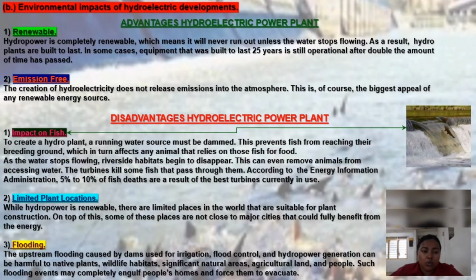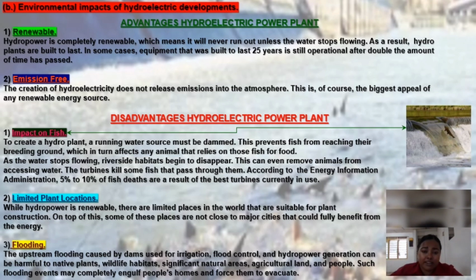Hi, I'm Giovanni. Now we are going to talk about question 2b, environmental impacts of hydroelectric developments. First are the advantages of hydroelectric power plants. Renewable: hydropower is completely renewable, which means it will never run out unless the water stops flowing. As a result, hydro plants are built to last. In some cases, equipment that was built to last 25 years is still operational after double the amount of time has passed. Second, emission free: the creation of hydroelectricity does not release emissions into the atmosphere. This is of course the biggest appeal of any renewable energy source.